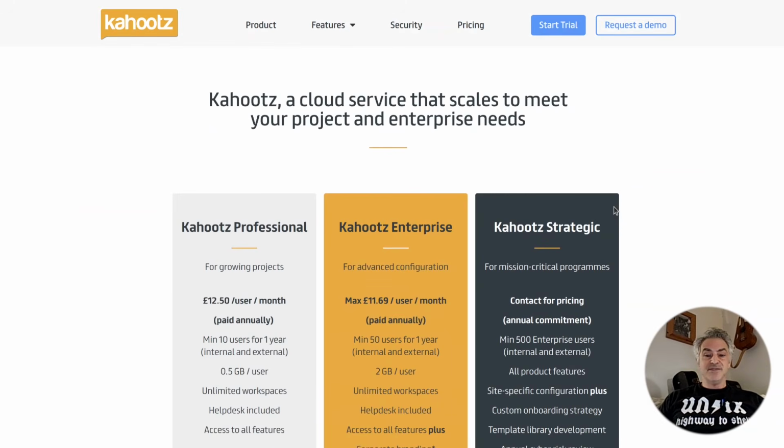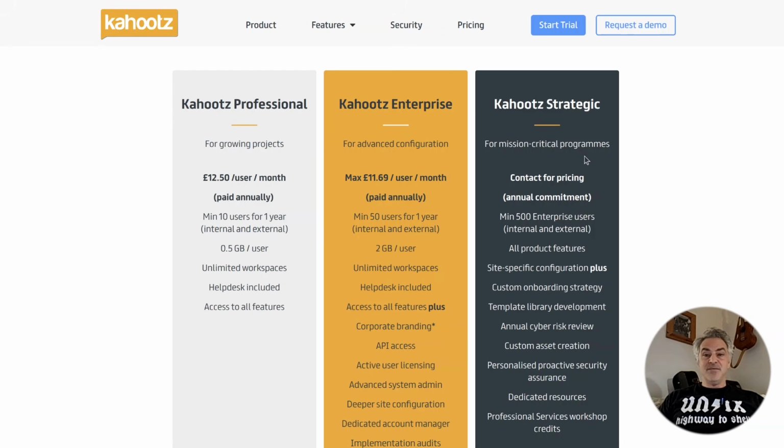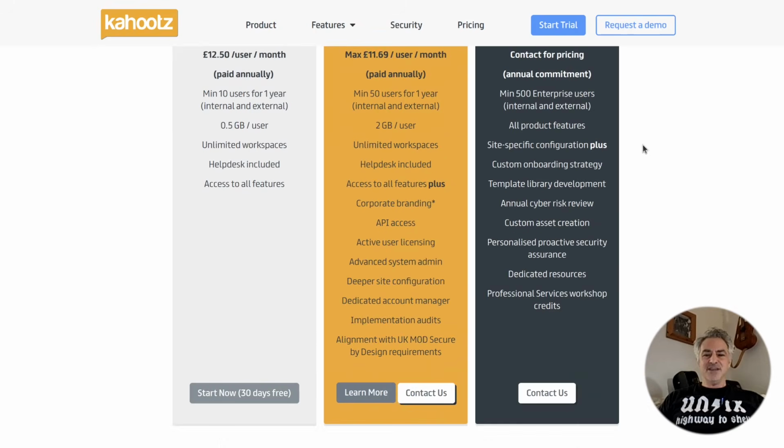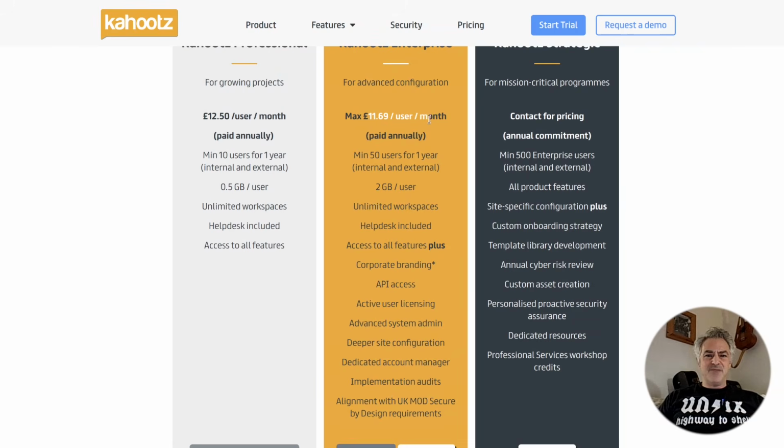This is how much it costs. I presume we're going to be on something like the Enterprise or possibly the Strategic. NHS does love a bit of strategic commissioning, doesn't it? So that means we're paying, it's got to be something in the region of 10 quid per user per month.